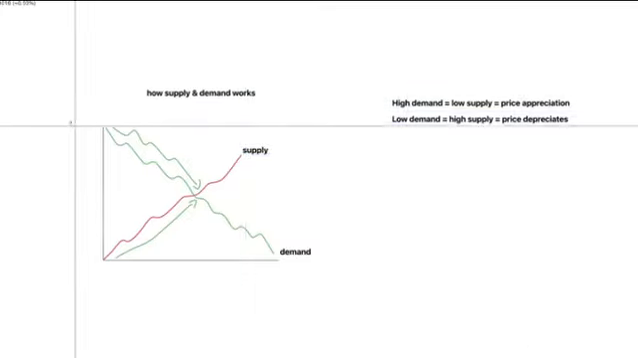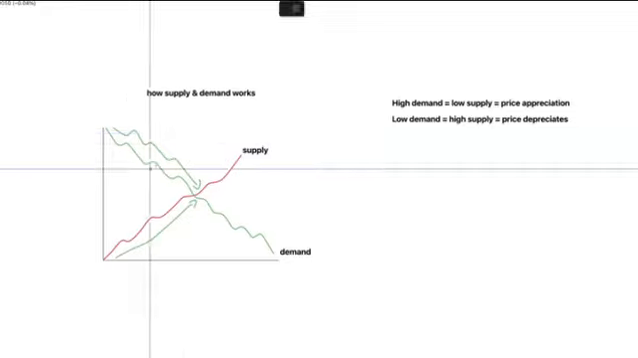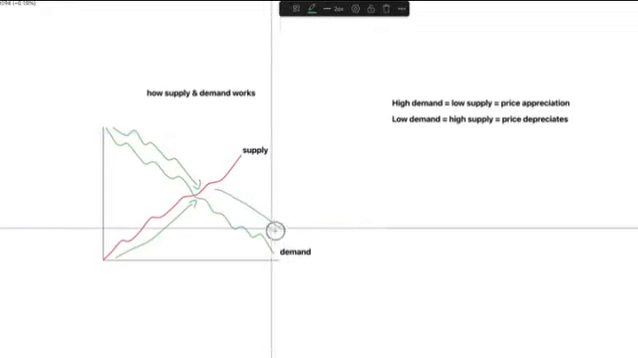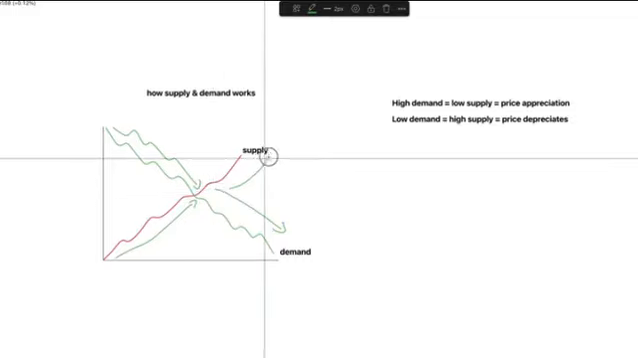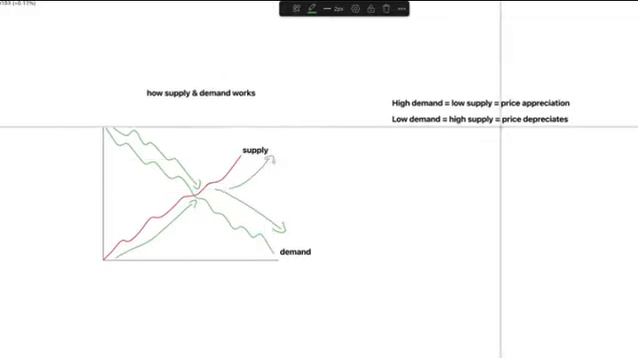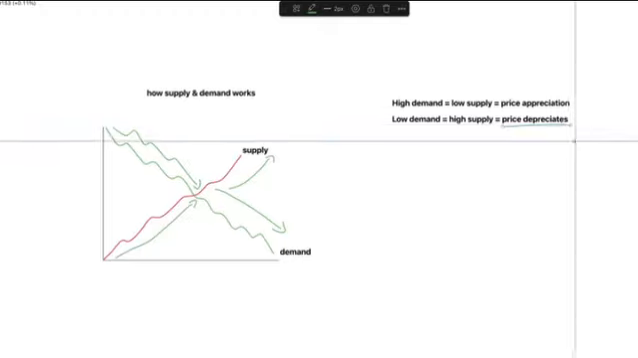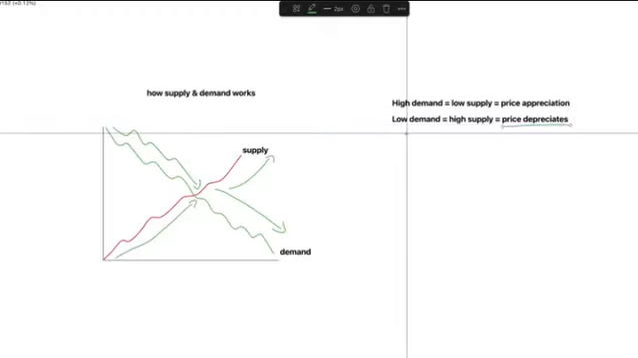Low demand, so if not a lot of people want to buy that asset, if something bad happens to a currency and people start selling it off, then of course the demand will decline. That will create more supply, because supply will be sold into the market, and that creates price depreciation. Not so many people want it, and loads of it's available.